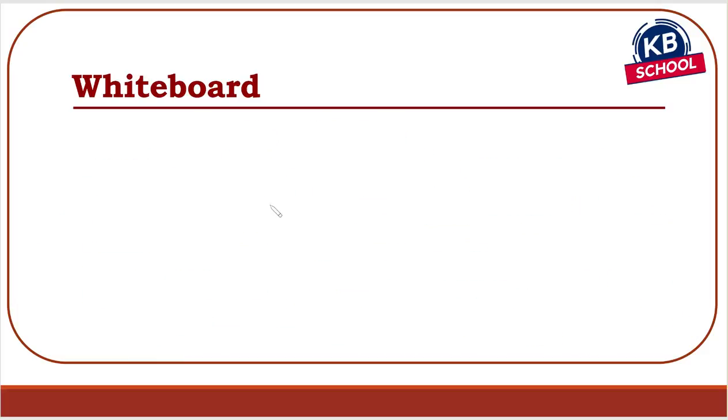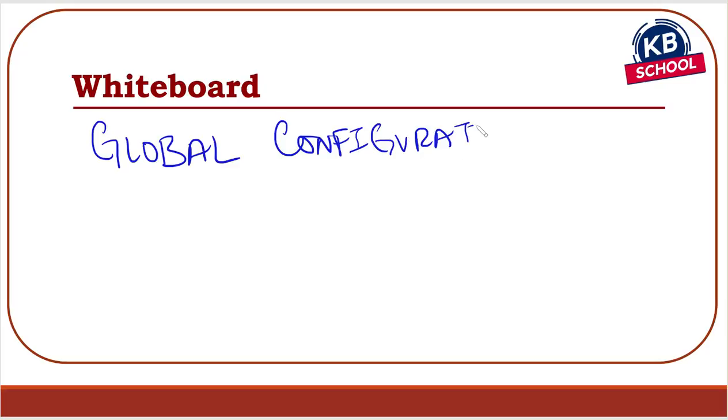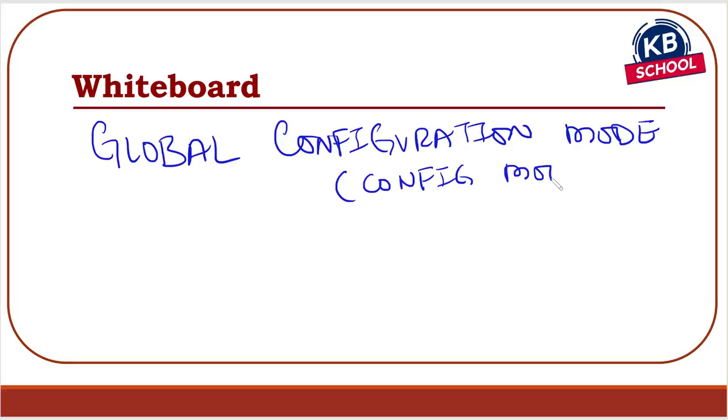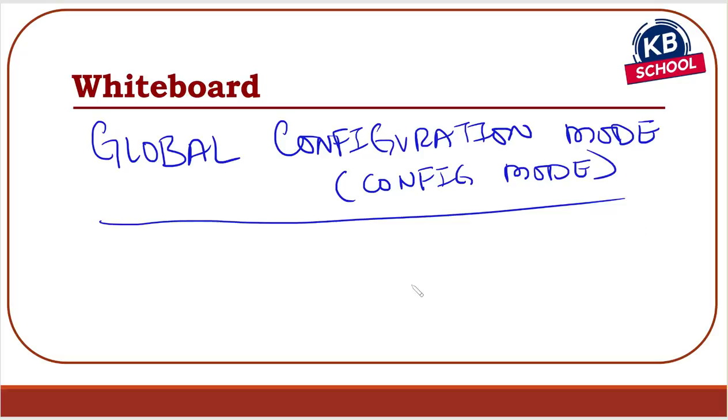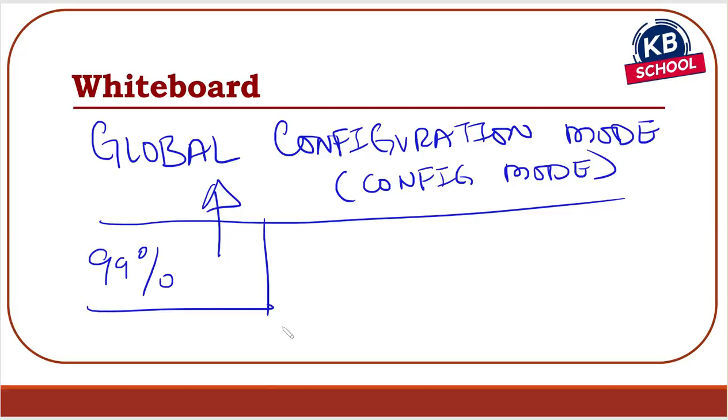What about all the other configuration commands? There's a special mode that is dedicated for the configuration commands, which is called the global configuration mode, or the config mode as they call it. This is the mode that you actually do all your configurations from. 99% of your configurations are done from the global configuration mode. So when an administrator wants to configure something like the host name of the router, or any type of configuration, your routing protocols, all of those configurations are done under the global configuration mode.